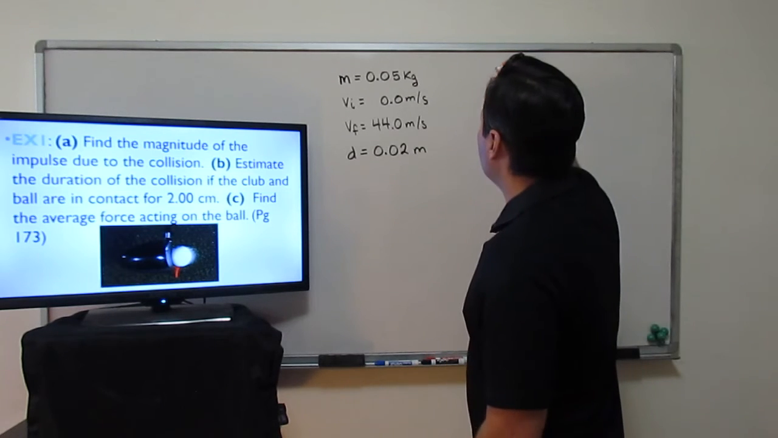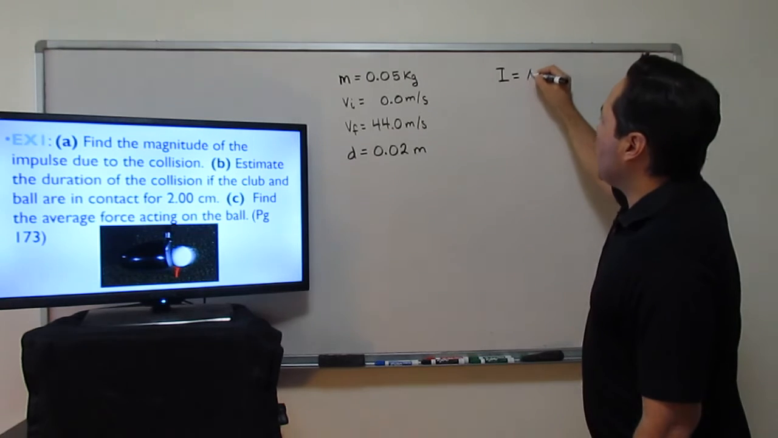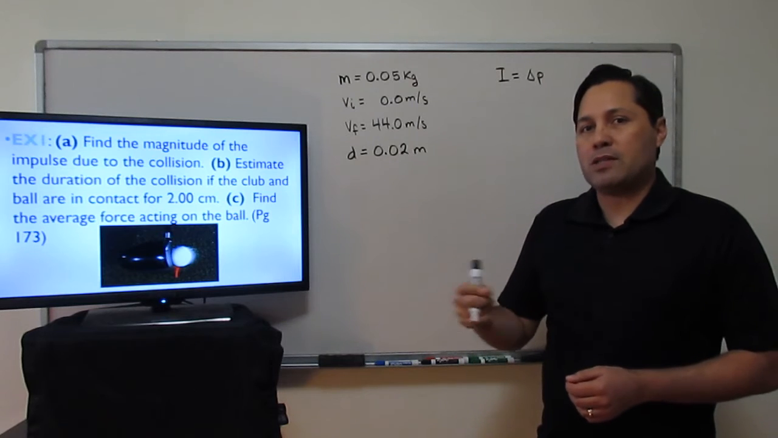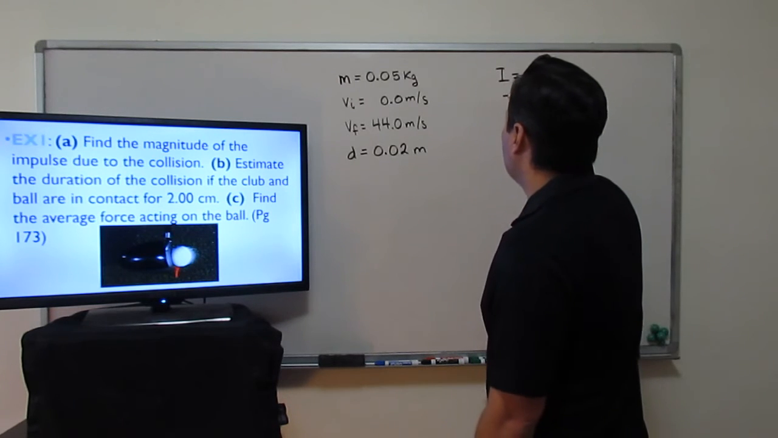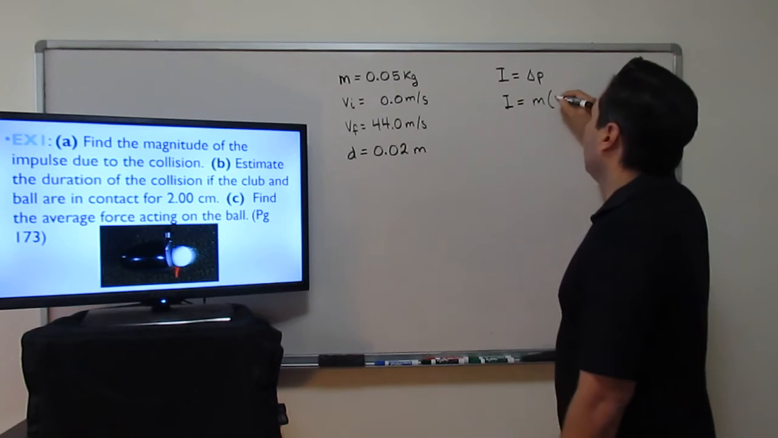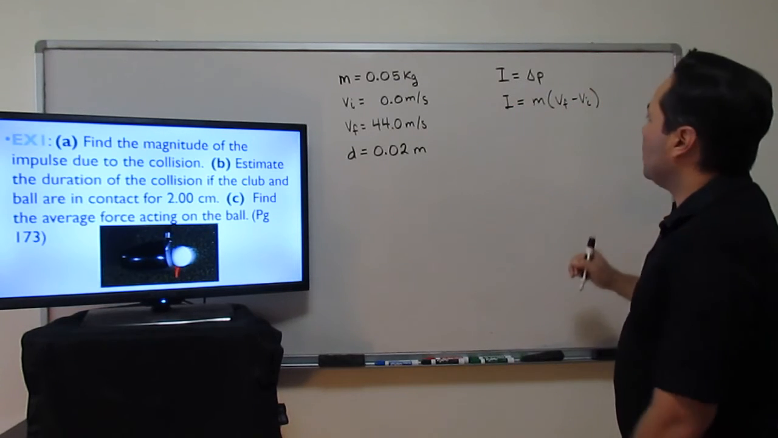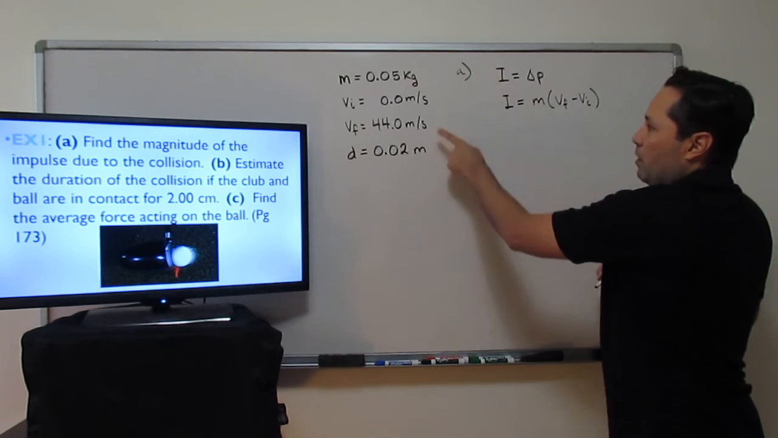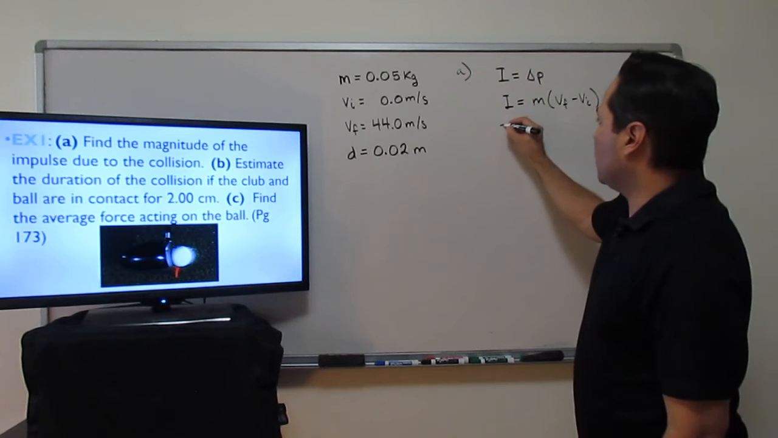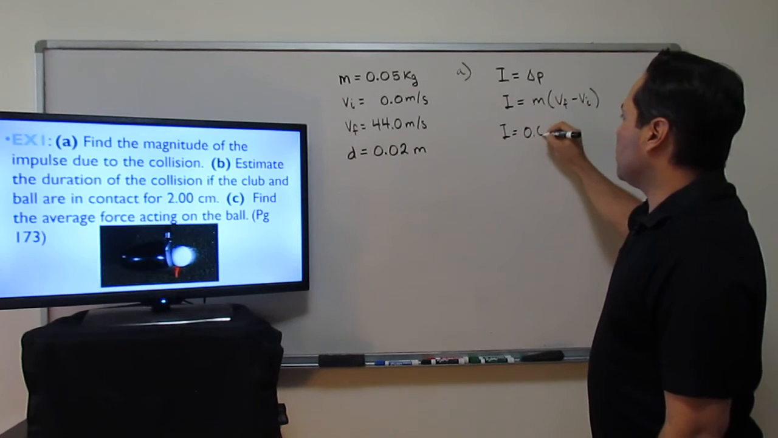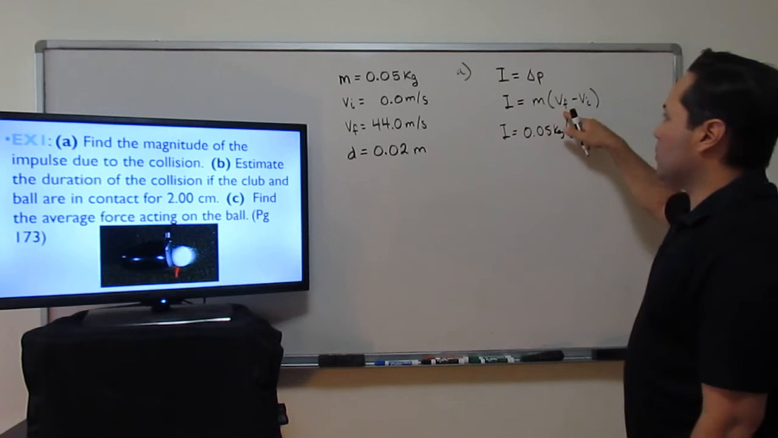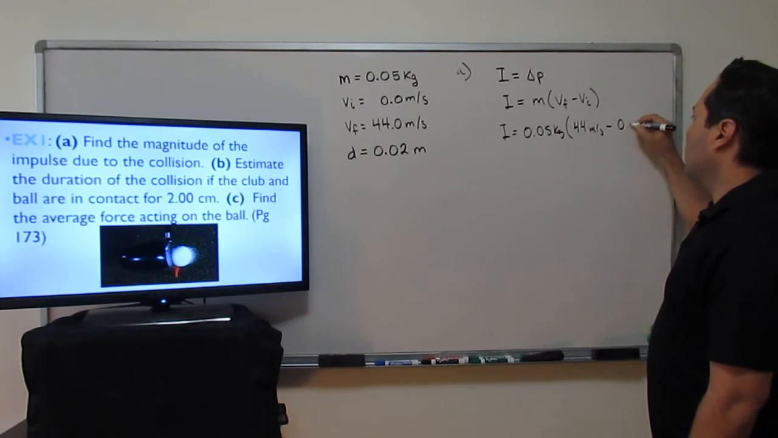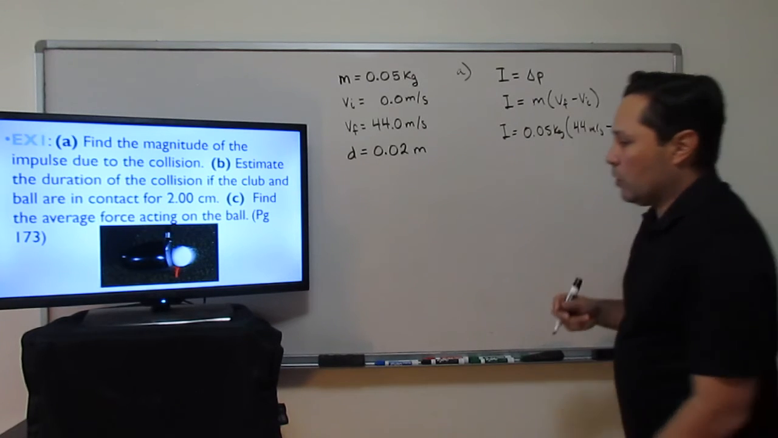Impulse is the change in momentum. Our momentum, of course, is mass times velocity. So our change in momentum is mass times final velocity minus initial velocity, and that's going to give us our impulse for part A. We have the mass of the ball and the final and initial velocity, so it's going to look like this: the mass of the ball, 0.05 kilograms, multiplied by 44 meters per second minus 0 meters per second.